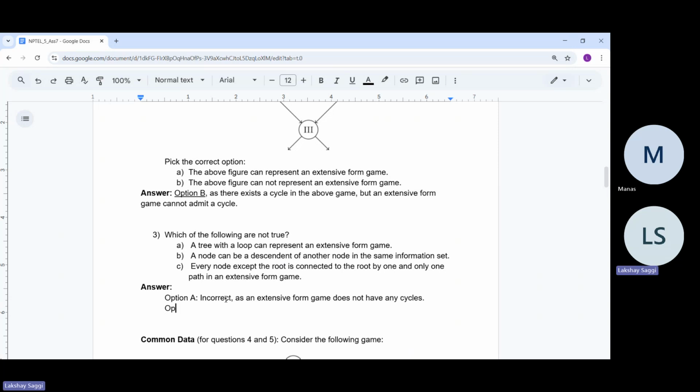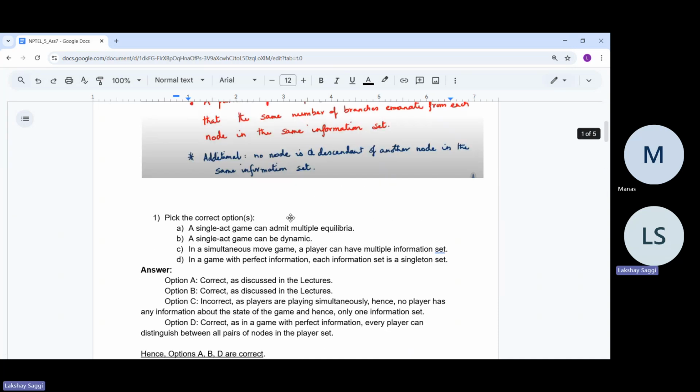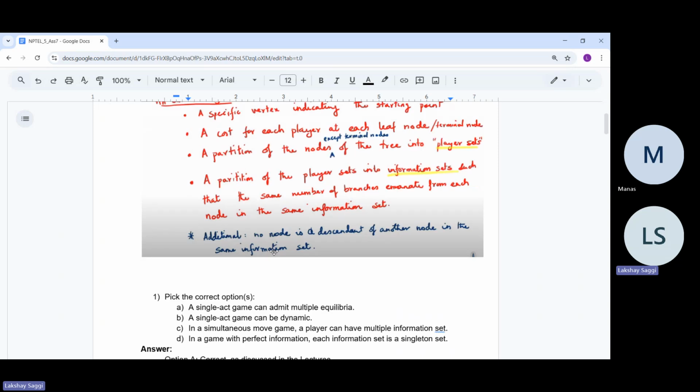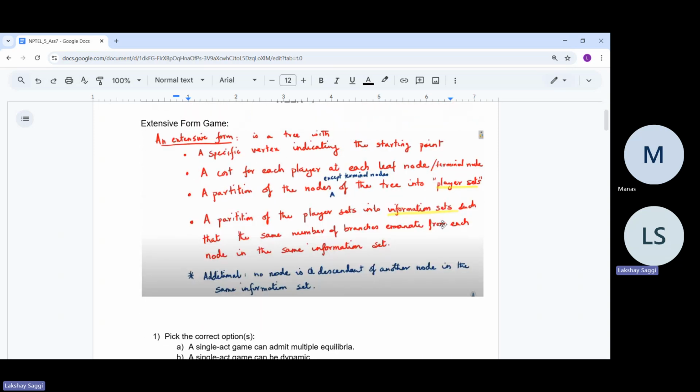Okay, so now coming to option B: a node can be a descendant of another node in the same information set. This is something which we just discussed in the definition of an extensive form game. It is an assumption which some people agree with and some don't. A lot of people don't agree with it, but you will see this assumption in the standard definition of an extensive form game.